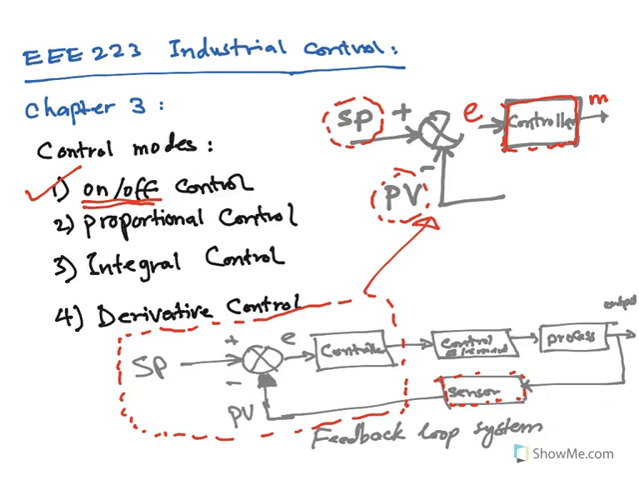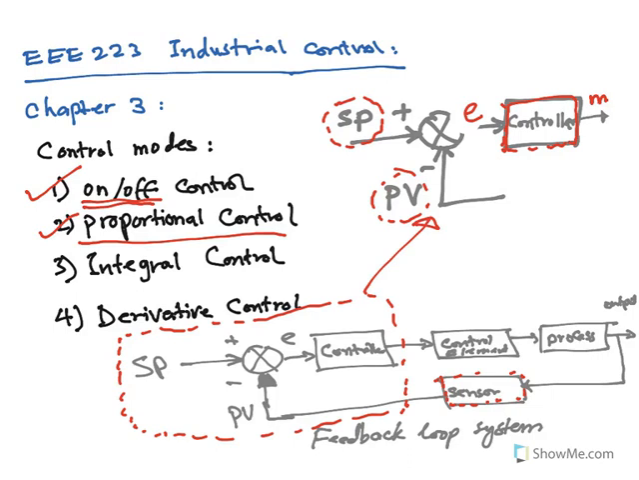The second controller is the proportional controller, in which the controller output is proportional to the error signal. That means it will cause an immediate response of the controller output with respect to the change in the error. However, this controller has the disadvantage of being unable to eliminate the steady state error, or what we call offset.